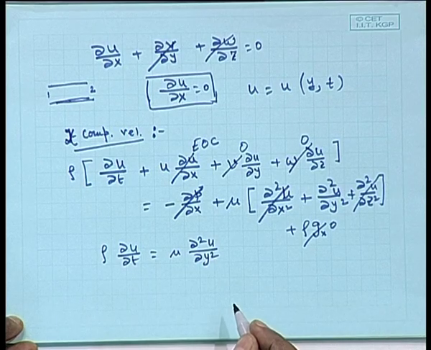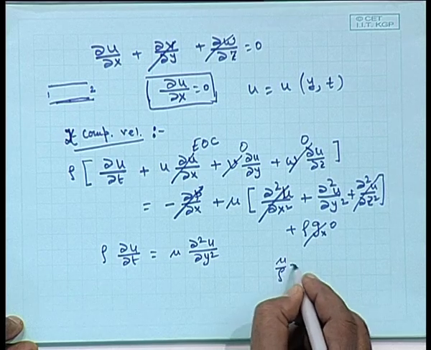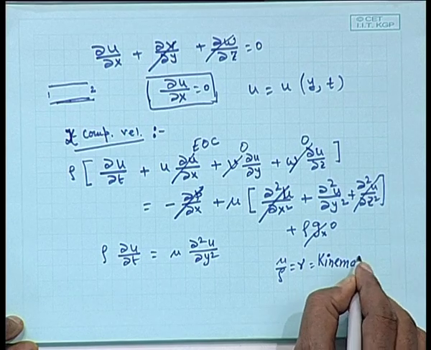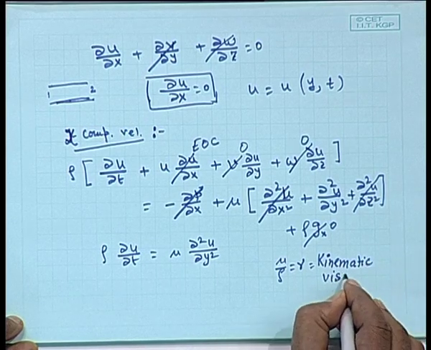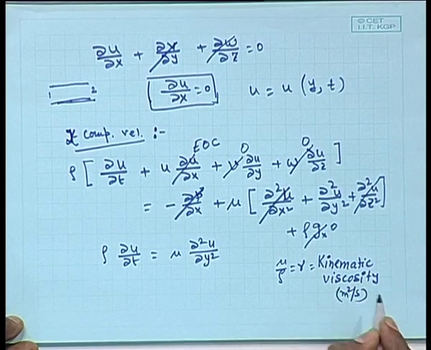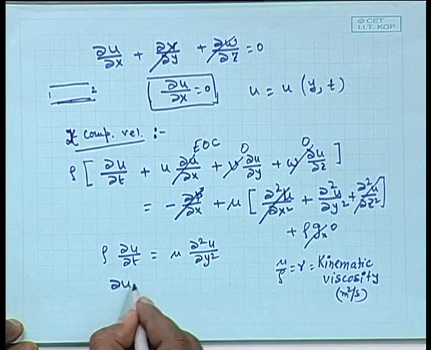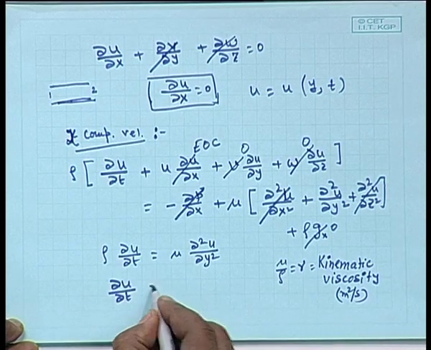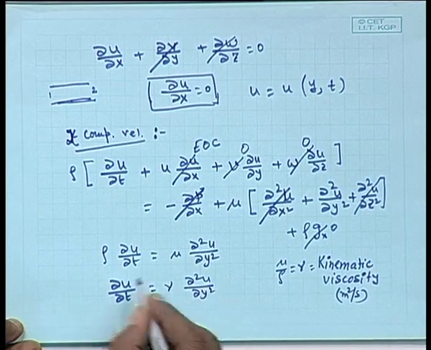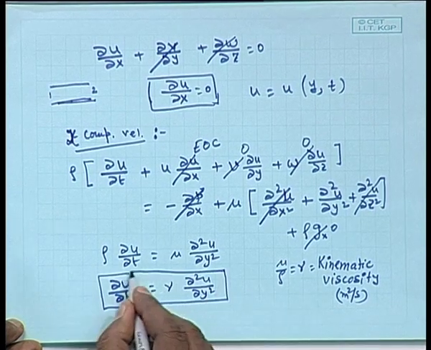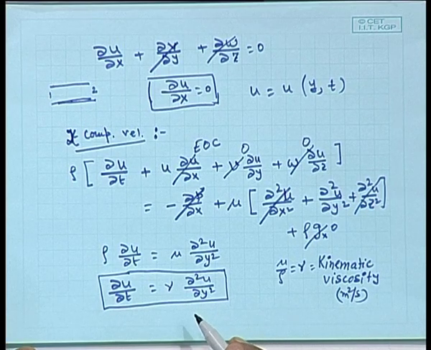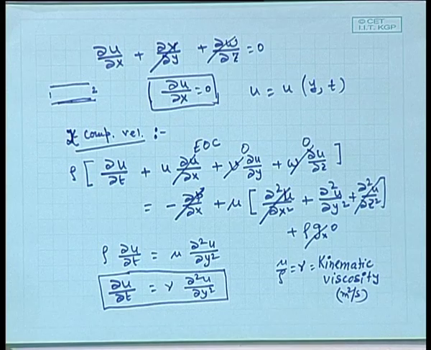Okay. And what is mu by rho? It is defined as nu and is known as the kinematic viscosity, with a unit of meter square per second. Okay. So, del u del t, since mu and rho are constant, this nu itself is a constant, equals nu del square u del y square. So, this is the governing equation of u, which will in essence be a function of y and t together.